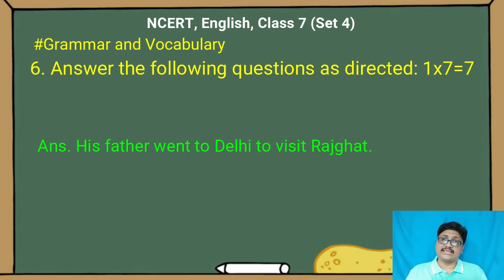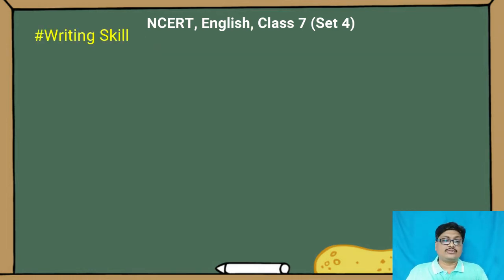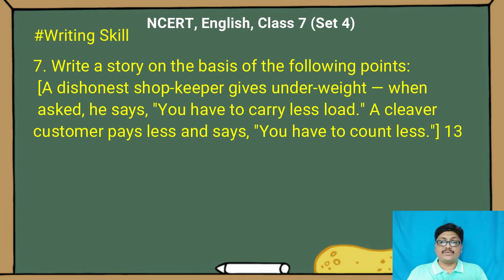Now come to the writing skill. You can see question number 7. Write a story on the basis of the following points. A dishonest shopkeeper gives underweight.